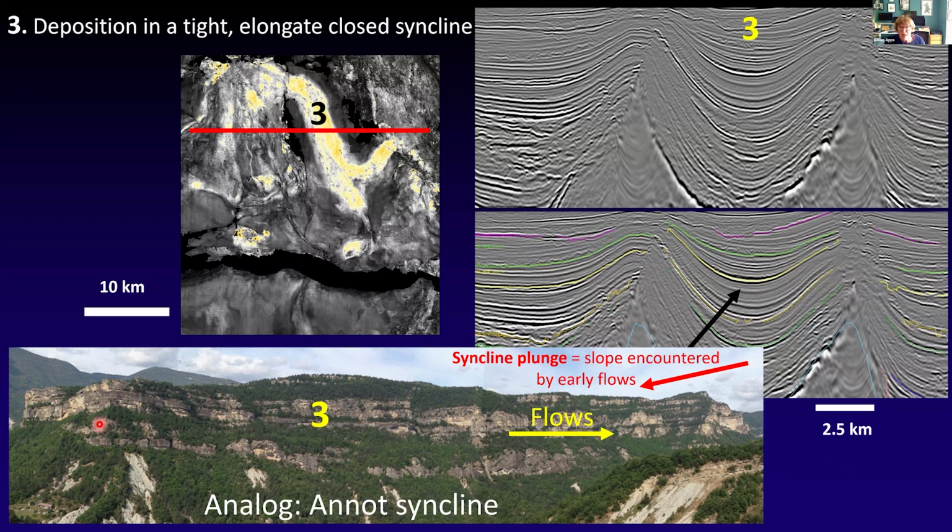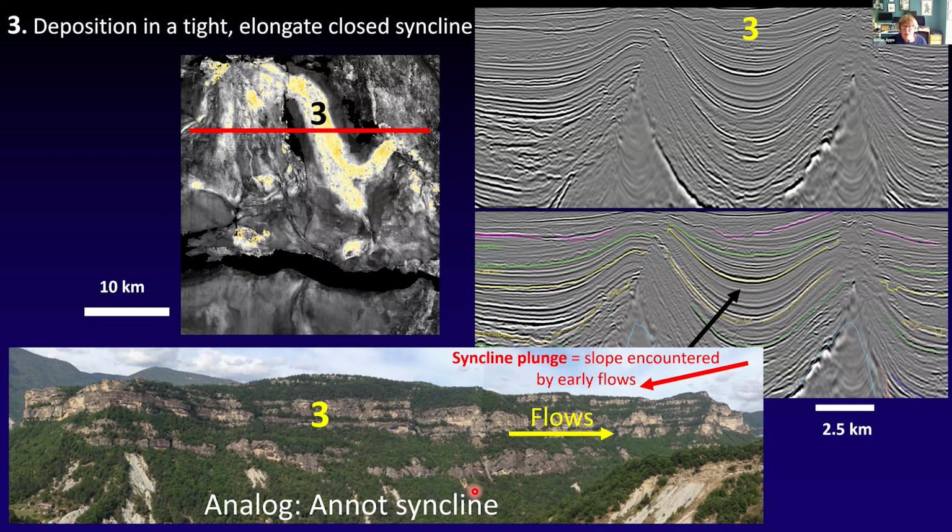This is a section parallel to the axis of a very similar scale syncline, where the flows run into the syncline from the south towards the north. And the syncline itself has a plunging axis that opposes the flow, which this one does too, because it's actually plunging away from the frontal folds.